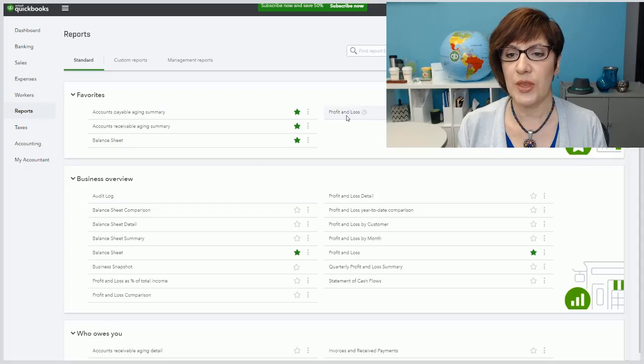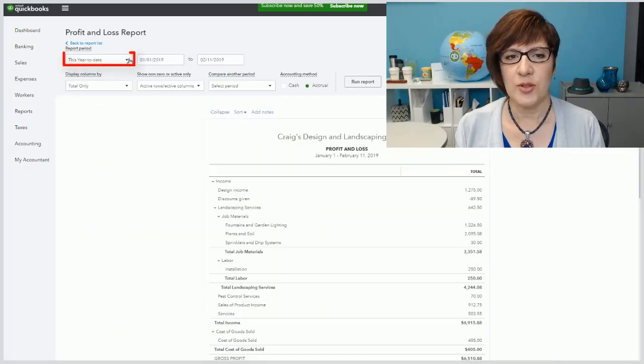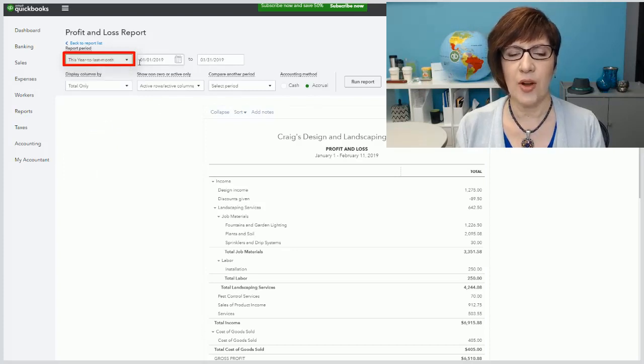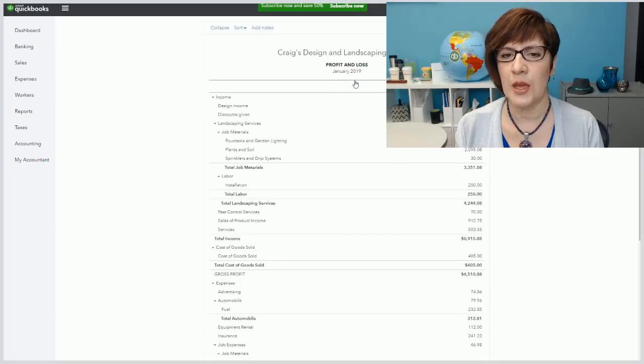The first report that you want to look at is the profit and loss report. And make sure that you change the date. Usually I am looking at this year to last month, because I'm usually working on the books once a month. So I will look at the books through the last month, and you click Run Report. And then what we can see here is the profit and loss.